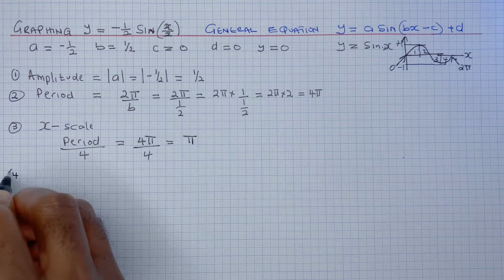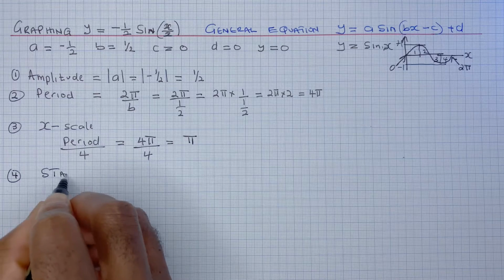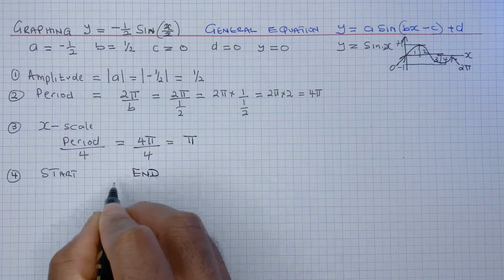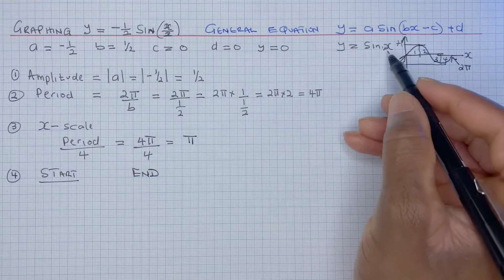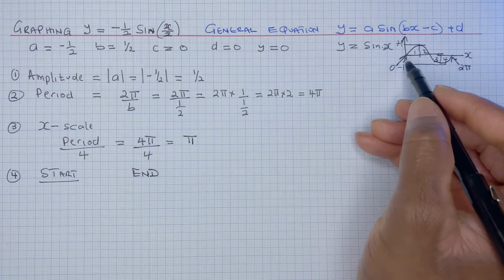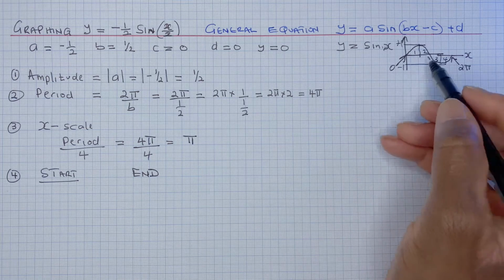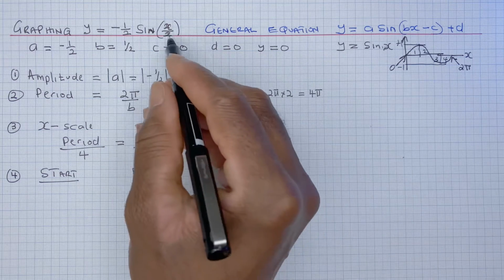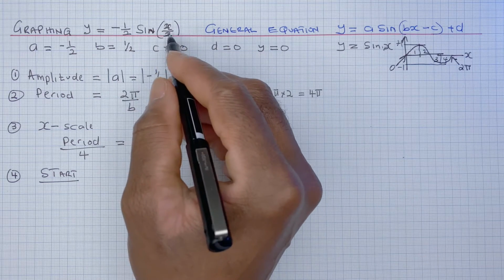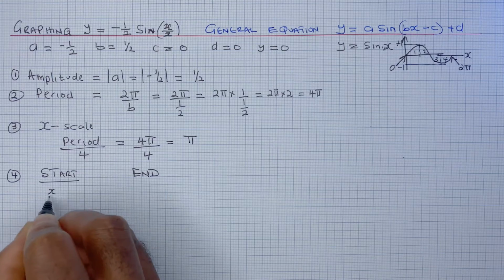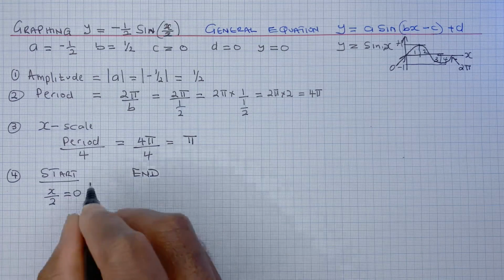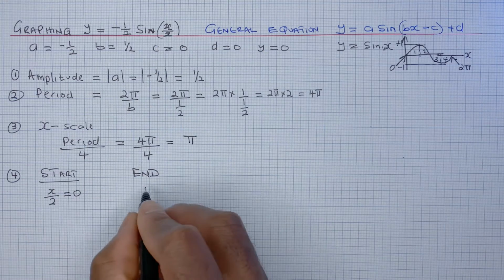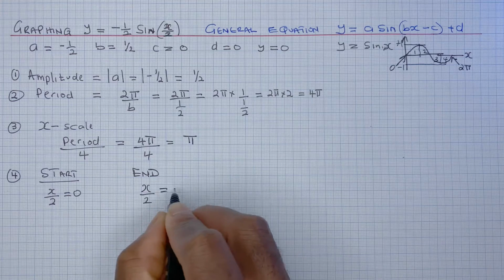And number 4, we need to find the start of our function and the end of our function. At the start of the function, we set x to 0. And at the end, because the period is 2 pi, we set x to 2 pi. We have to set what's in the bracket to 0 as well. So x over 2 equals 0, because we don't have x, we have x over 2. So we set x over 2 to 0, and we set x over 2 to 2 pi.